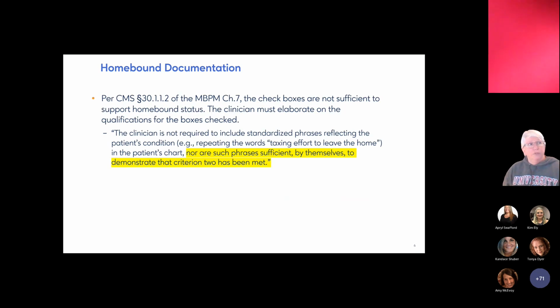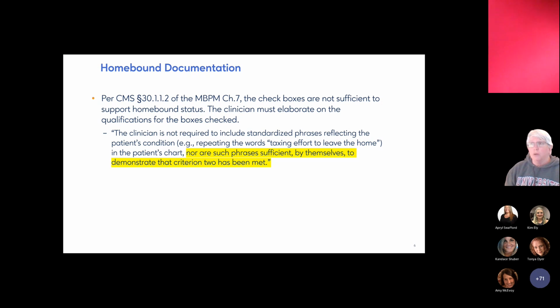So where does this all come from? Who says? I always like to point to this. This is where you see it. It's not just my opinions. Your Medicare Benefit Policy Manual, Chapter 7, which is the Bible of Home Health, in Section 30, the checkboxes, this is what it says.